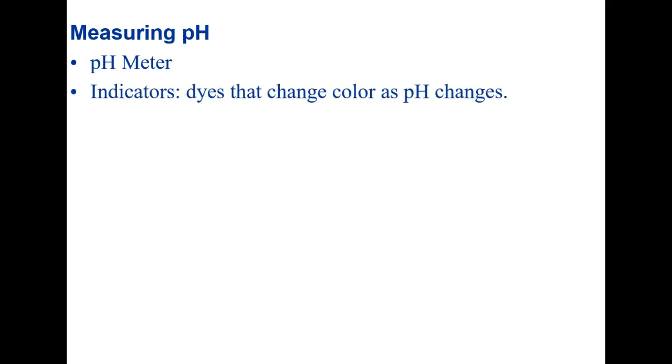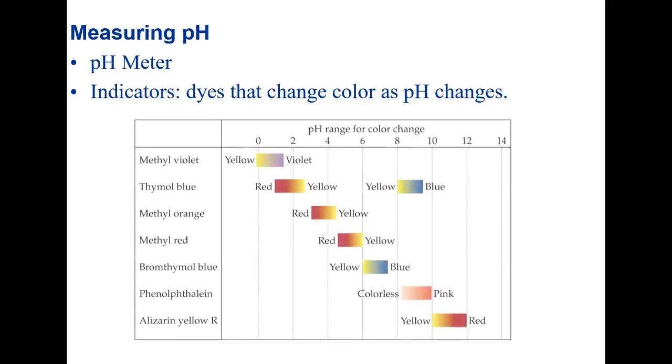Now, this slide is going to talk a little bit about ways to measure pHs. Certainly we have electronic pH meters, and some of the labs we have coming up using the LabQuest, we will use a pH probe. Certainly in the lab as well, and in other courses, you've probably used different indicators. And indicators are just dyes that change colors as the pH changes.